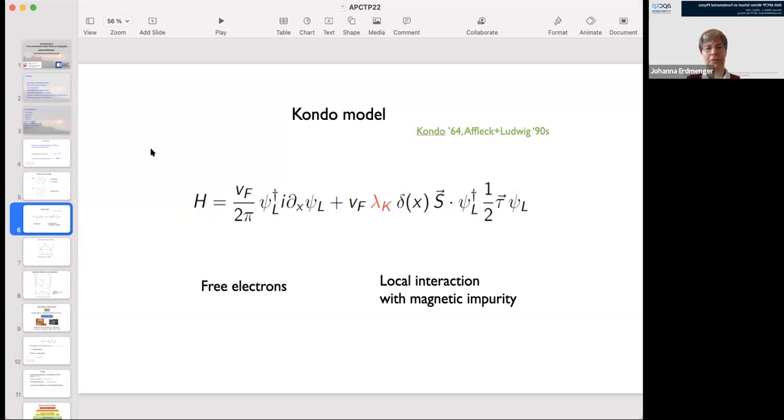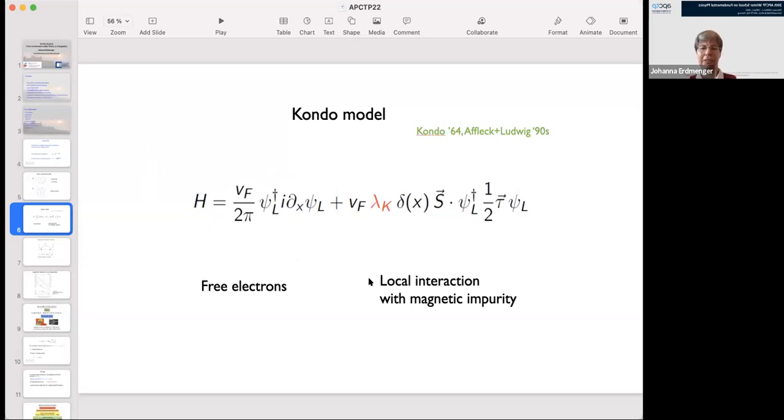Okay, so the model that Kondo actually already devised to study this physics contains fermionic fields, which are the electrons. For a reason that I'm going to explain in a minute, they are all left movers. I will explain why this comes about. This is the Fermi velocity, and this is just a kinetic term for free electrons.